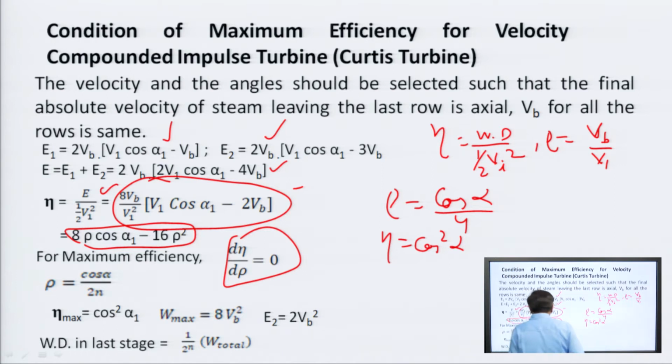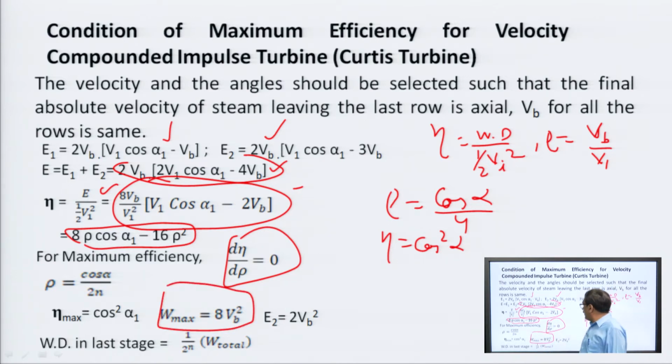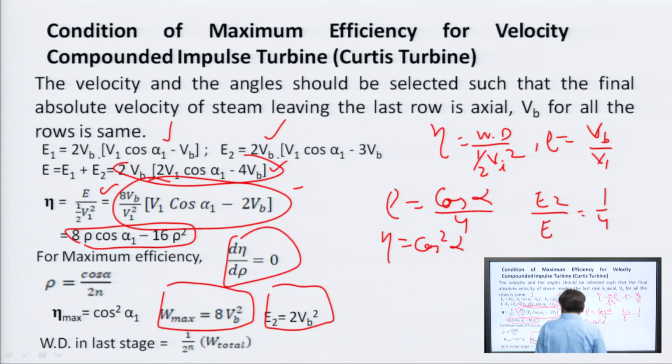If we find out the total work done, in this equation we put rho equal to cos alpha by 4, then total work done is going to be this, and work done in the second stage is going to be this. So, the ratio of the work done in the second stage divided by the total work is going to be 1 by 4, 2 VB square divided by 8 VB square.